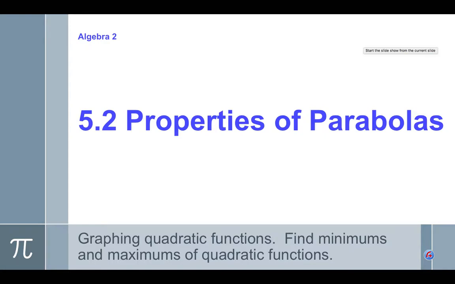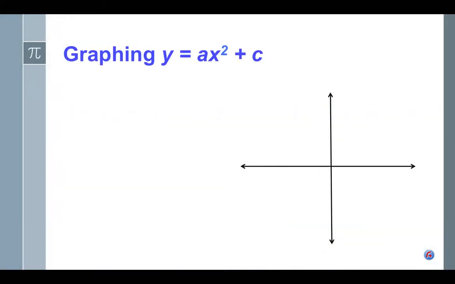All right, welcome everybody to section 5.2. This is our properties of parabolas, which means we are going to learn how to graph. So you notice down here we're going to graph quadratic functions, and we're going to be finding minimums and maximums for a quadratic function. So let's go ahead and see what we're going to do here.